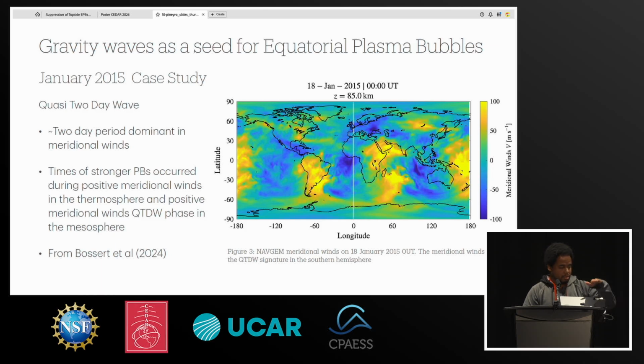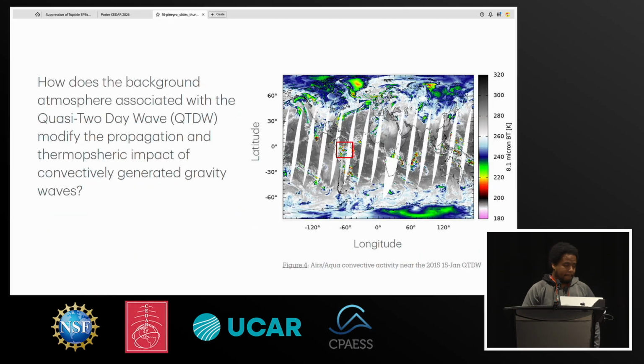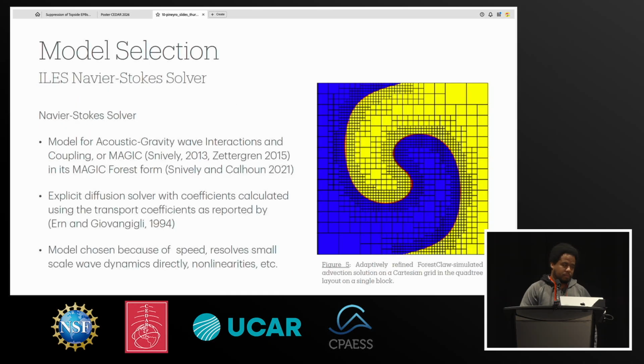You can see here there's a sort of a wave structure in that image. There were a lot of plasma bubbles recorded during this time, and the stronger ones were associated with the positive meridional winds in the thermosphere. In the red box, there was convective activity during that time as well. So there goes the convective source. And so how does the background atmosphere associated with the quasi-2-day wave modify the propagation and thermospheric impact of convectively generated gravity waves?